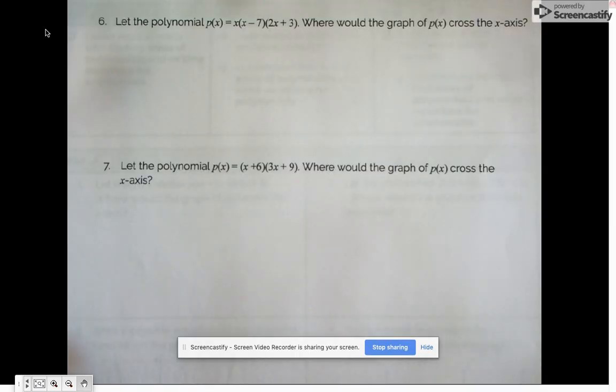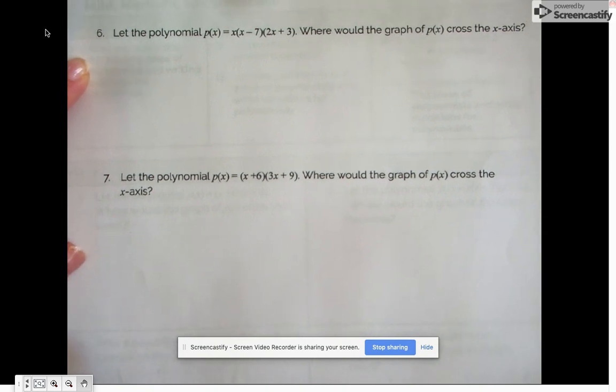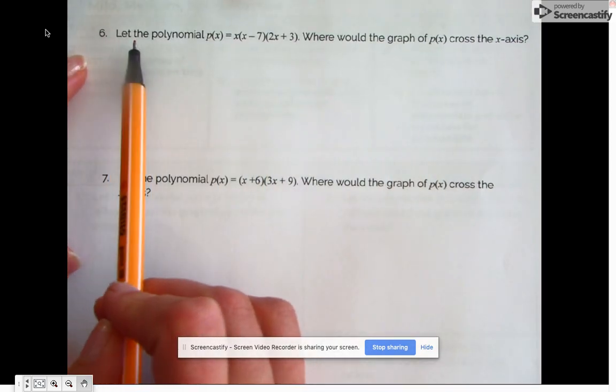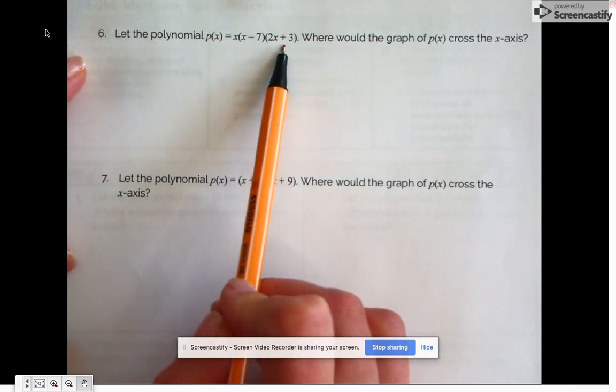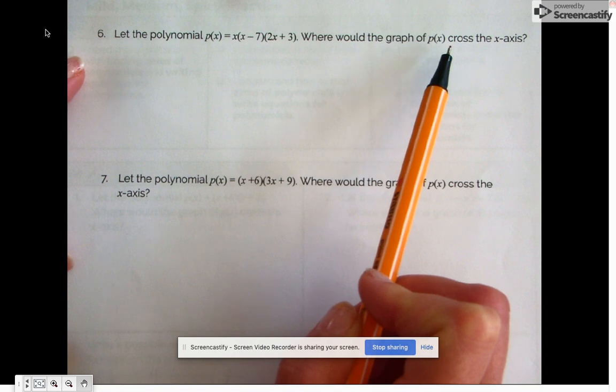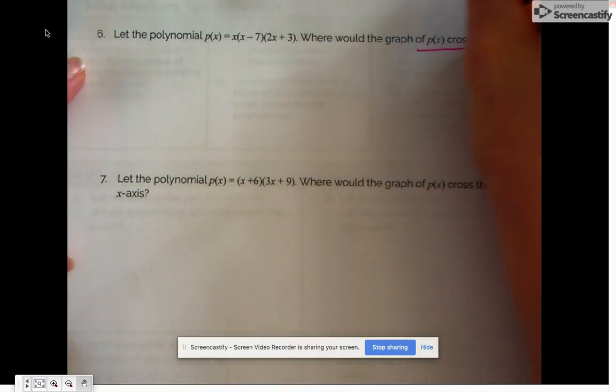Okay, we're back for the second part of the video. We're now on questions 6 and 7. Those are the last two parts of our launch. So same question as 5, gives us the polynomial, and then it says, where would the graph of p of x cross the x-axis?